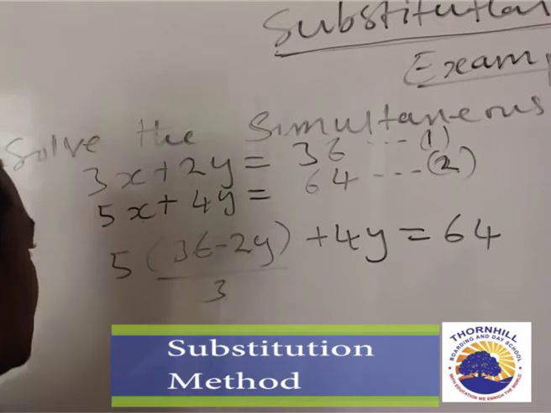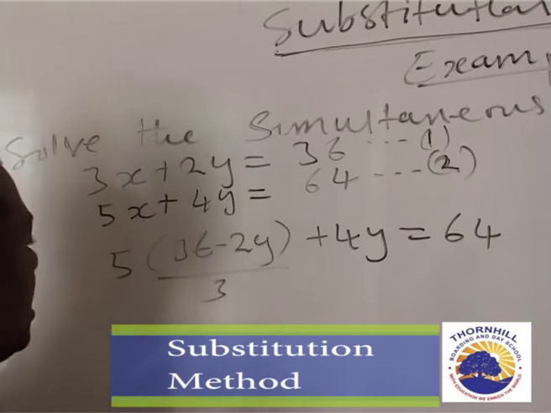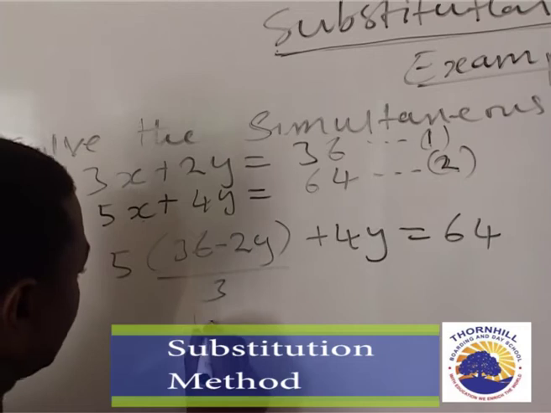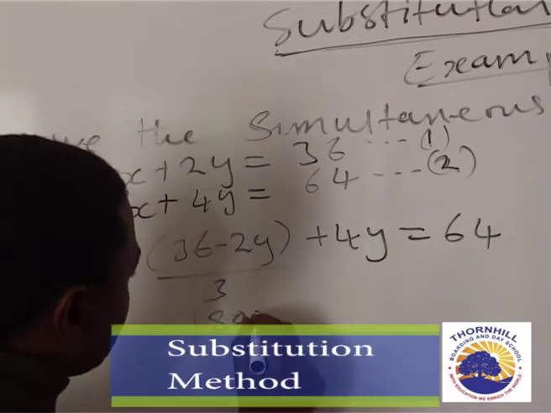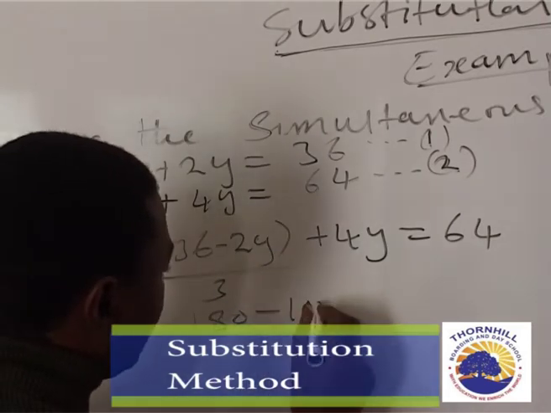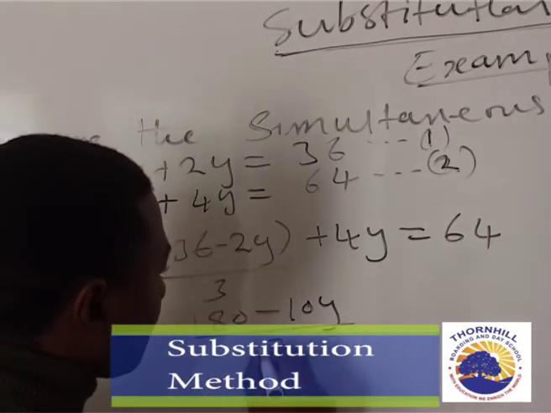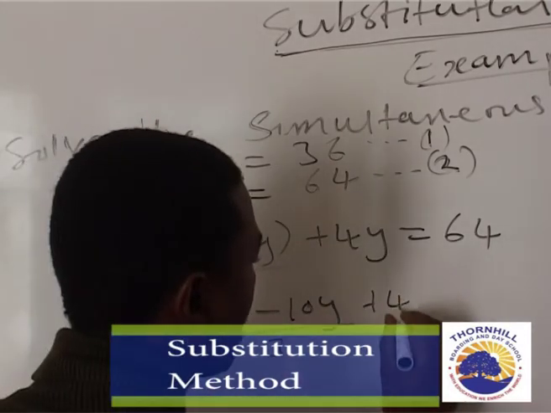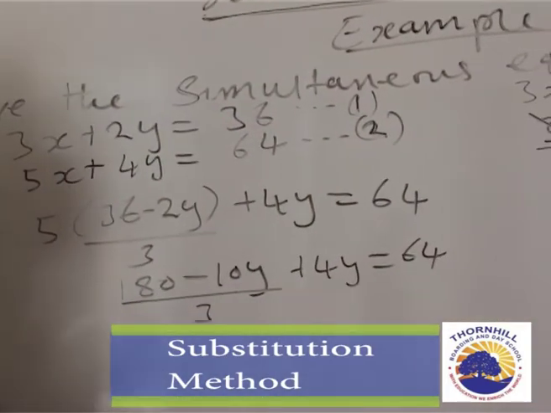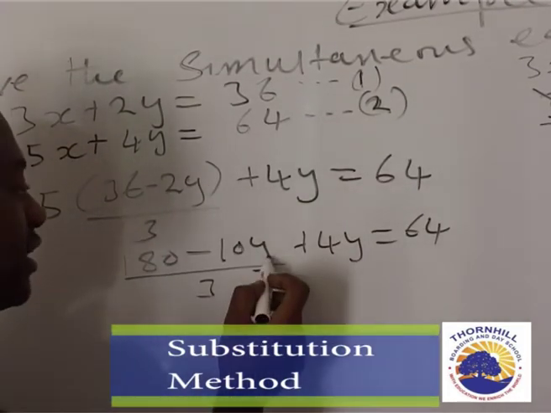Then we're going to simplify this. We're going to say 5 multiplied by 36. Now, 5 multiplied by 36 is going to give us 180 minus 5 multiplied by 2y, it will give us 10y, like that. Then we're going to say over 3. Then we're going to say plus 4y is equal to 64. Now, we're going to solve this expression that we have here in order to find the value of y.